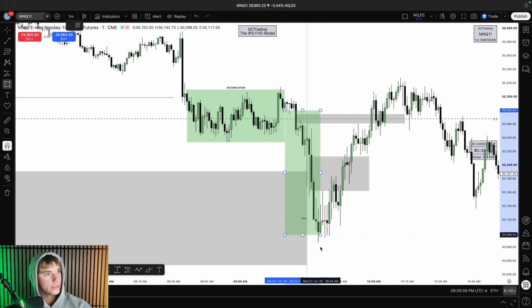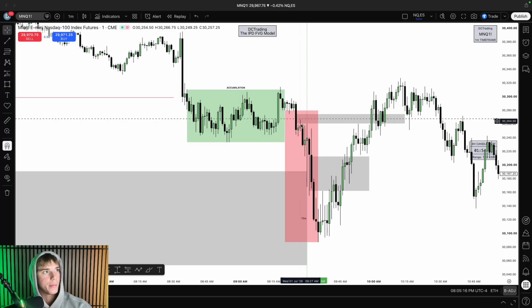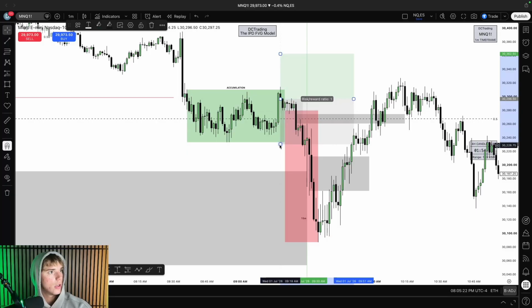This whole entire move is taking out retail traders, right? There's two things that's happening. It's taking out traders that bought around here, right? And all of their stop losses are now below these lows. So it's taking them out.